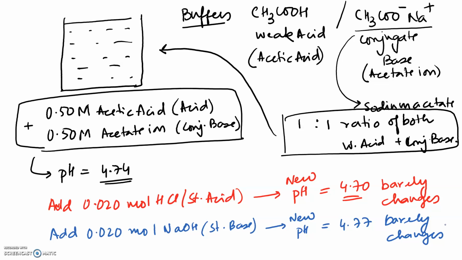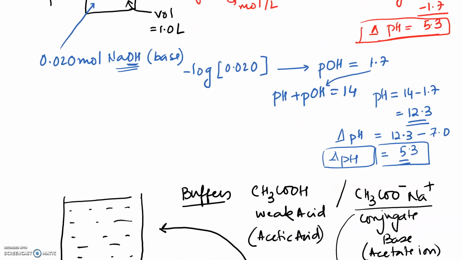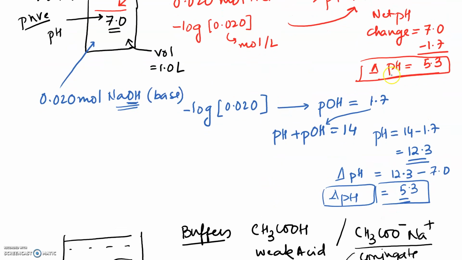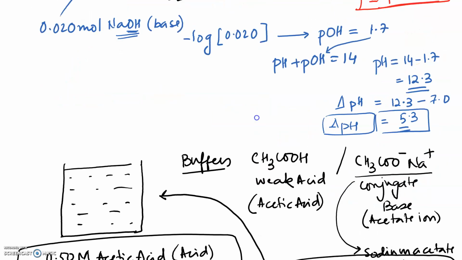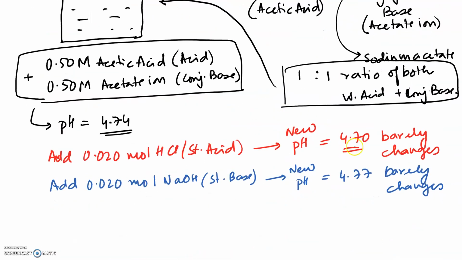Okay, and if you go back up and take a look, notice carefully, the pH when you added the acid to just pure water was 5.3, and out here when you added the acid it was 4.7. So the net change, here's a different color out here, the net change in pH out here was 4.74 minus 4.70, which is 0.04.